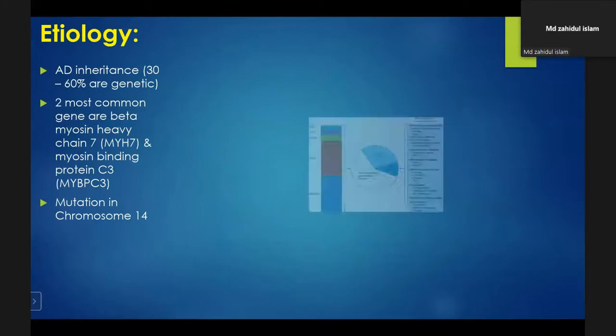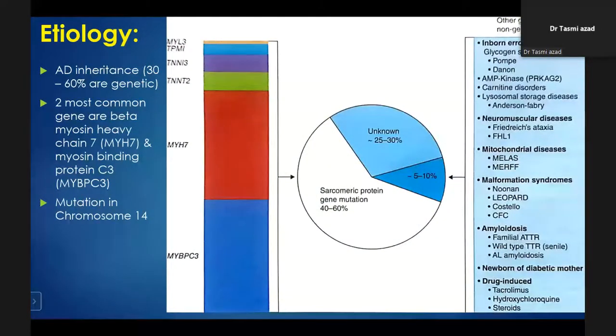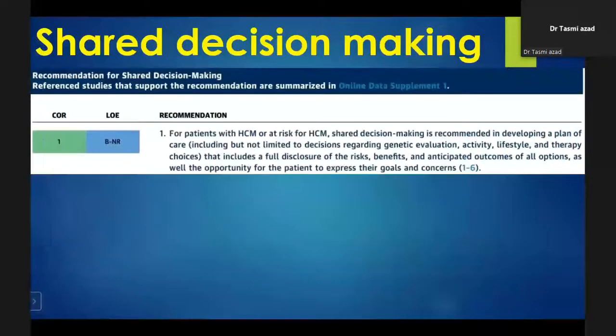If we look at the etiology, as it is a genetic disease, as I already said, there is autosomal dominant inheritance in 60% of cases. The two most common genetic mutations diagnosed are beta myosin heavy chain 7 and myosin binding protein C in chromosome number 14. And as I already mentioned, there are other genetic and non-genetic causes which may present as cardiomyopathy.